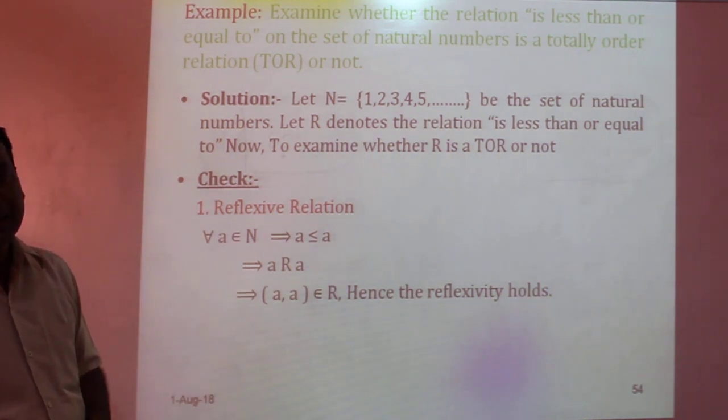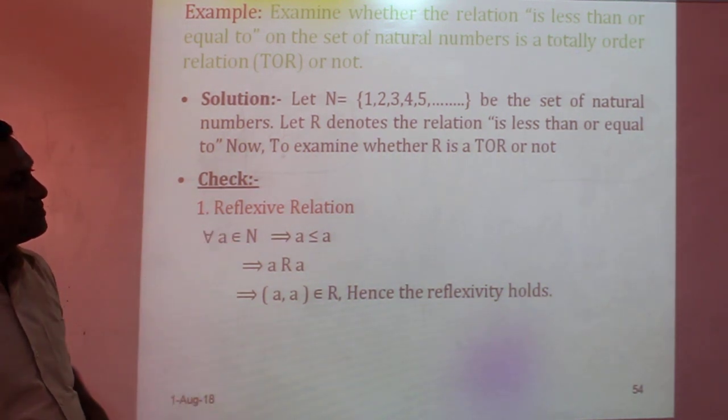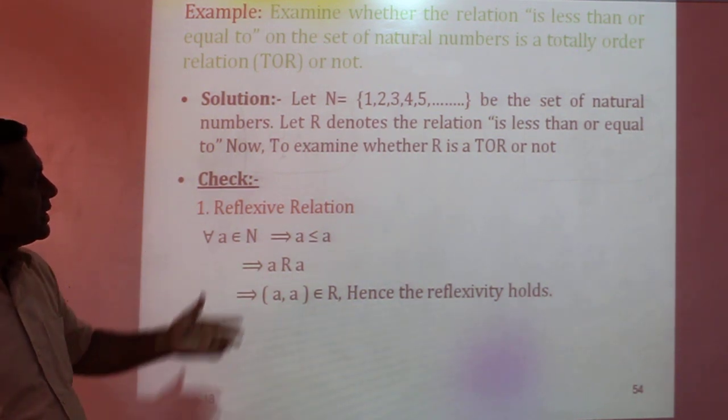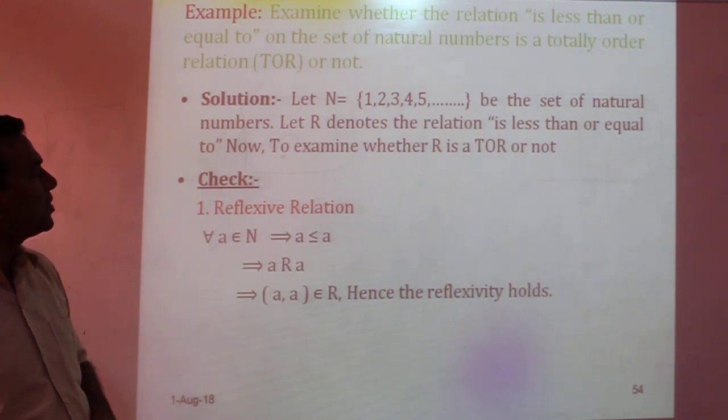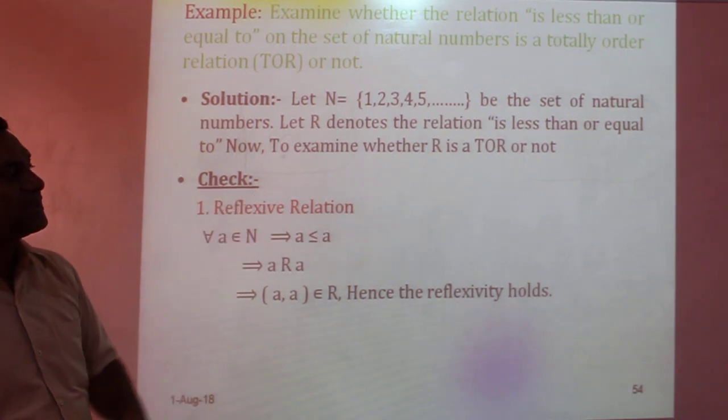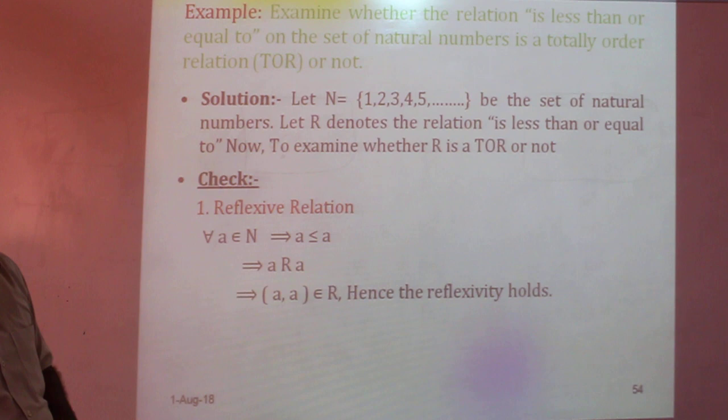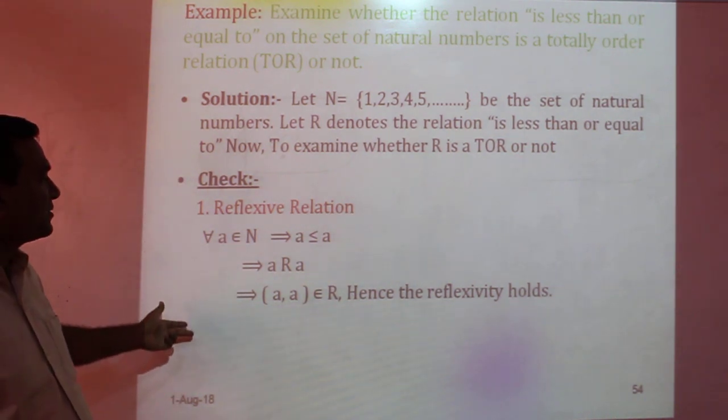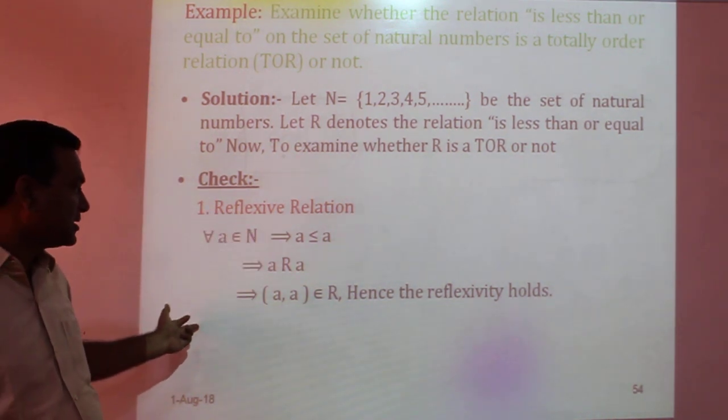Let N be the set containing the natural numbers. It may be 1, 2, 3, 4 and 5, the set of natural numbers. Let R denote the relation less than or equal to. Now, to examine whether R is a totally ordered relation or not, first we will check the reflexive relation.